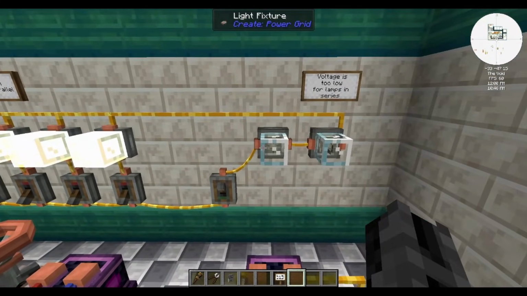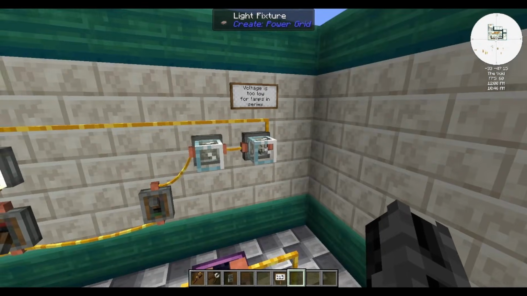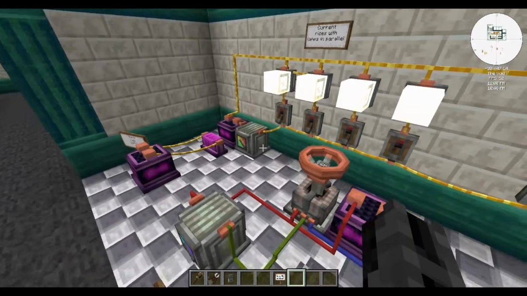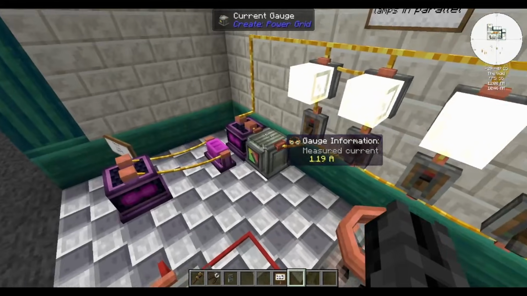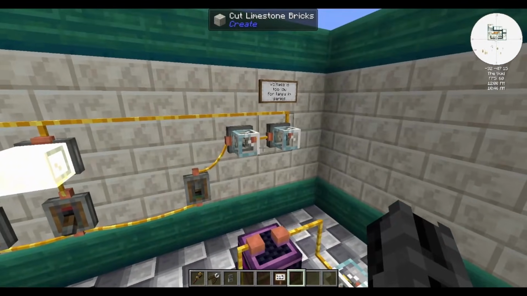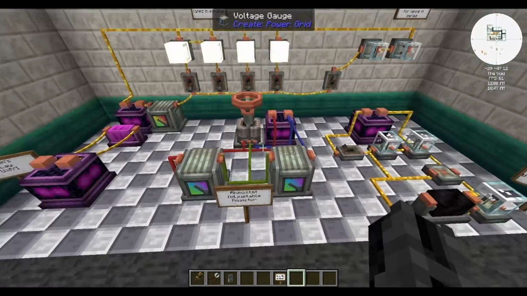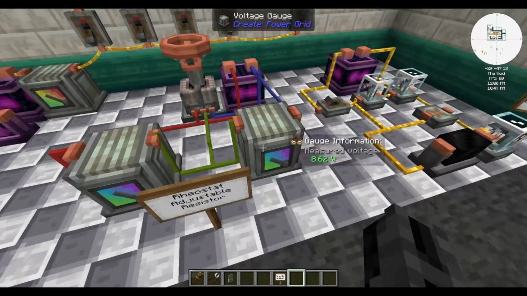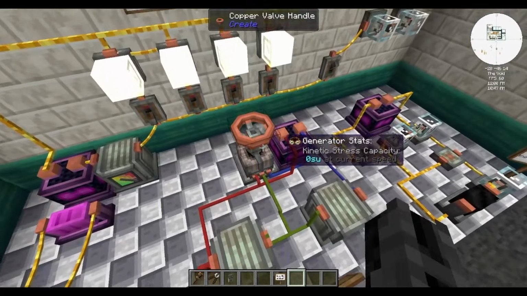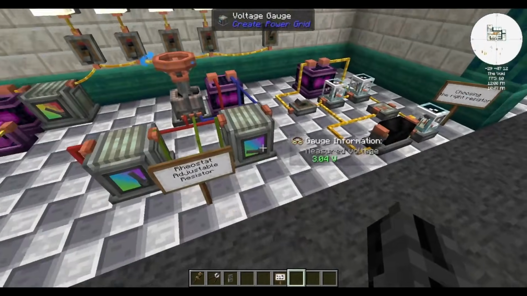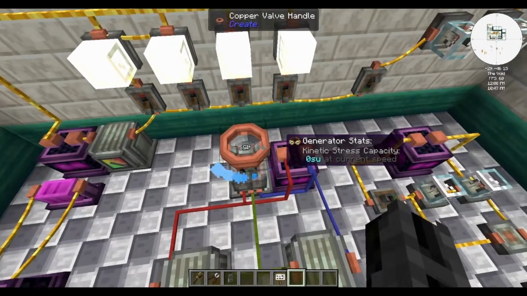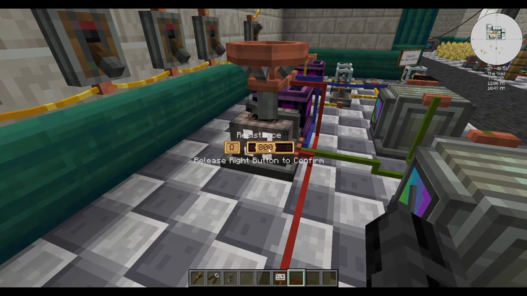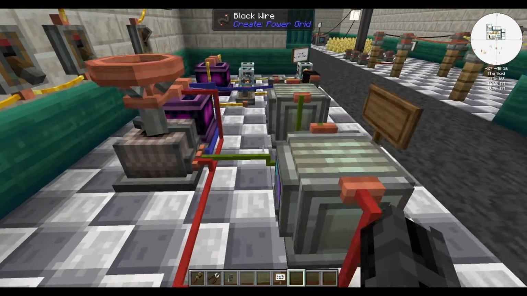However, if we put the lamps in series, they won't turn on because the voltage is too low for them. But the current does increase. Next up is the rheostat, which is a variable resistor. We can use it to limit current or divide voltage variably. You can also change its maximum value using the slider on the side.